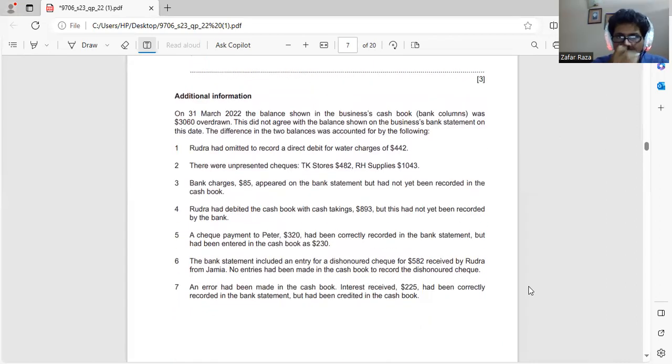Now, additional information: on 31st March 2022 balance shown in the bank business cash book was 3060 overdrawn. This did not agree with the balance on the bank statement. On this day, the difference in the two balances was accounted for by the following. Now, here, when we are attempting this question, you have to be very careful. What items need to be added or subtracted?